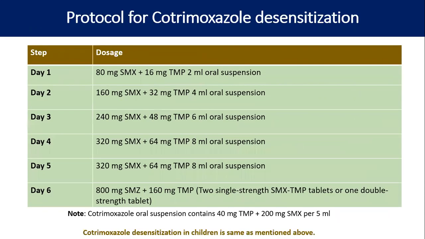Now, the protocol for cotrimoxazole desensitization is that we start with the oral suspension of 80 milligram sulfamethoxazole and 16 milligram trimethoprim on day 1. So it is 2 ml, because the strength of the suspension is 40 milligram trimethoprim and 200 milligram sulfamethoxazole per 5 ml. So on the first day, we give 2 ml, day 2, 4 ml, then 6 ml, then 8 ml on day 5. Day 4 and day 5 single strength, and on day 6 double strength of CPT is given.